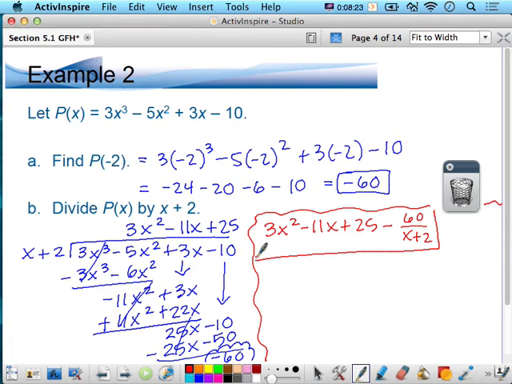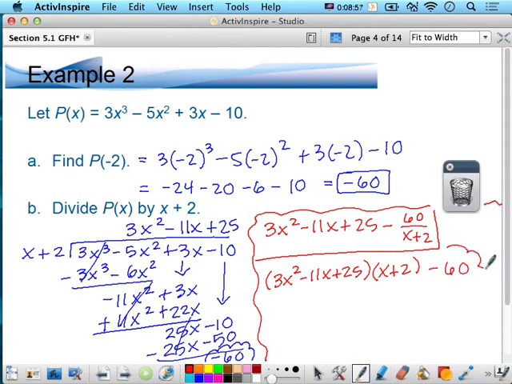However, for the purposes of this section, it is also going to be important for you to understand that there is an alternate way of writing that. And that is listing the quotient, which is 3x squared minus 11x plus 25, times the original divisor plus the remainder. So in this case, plus negative 60, which we'll just write as minus 60.